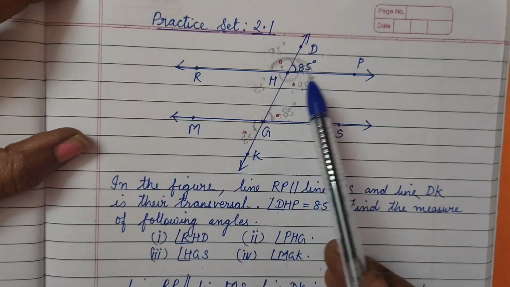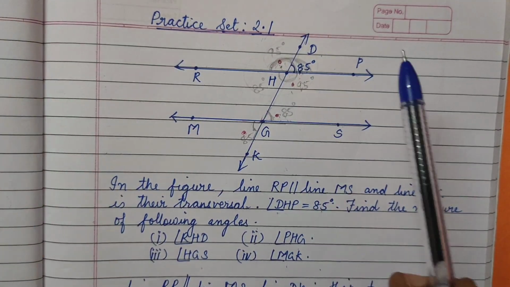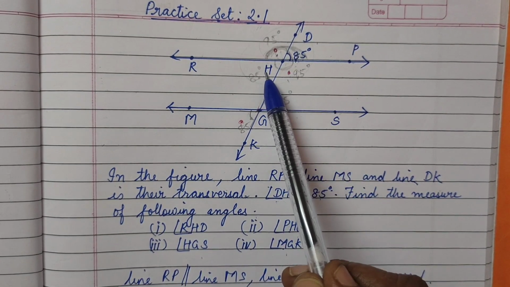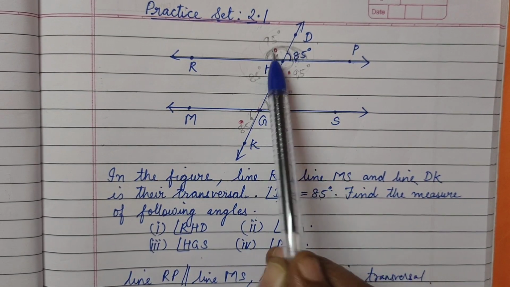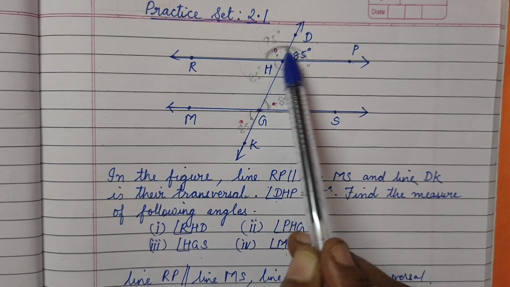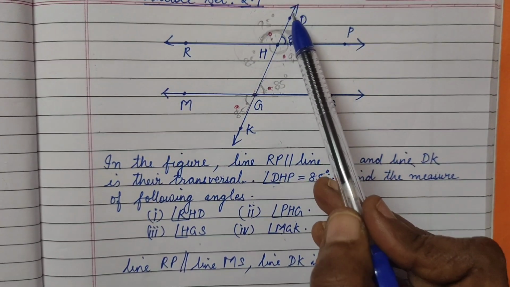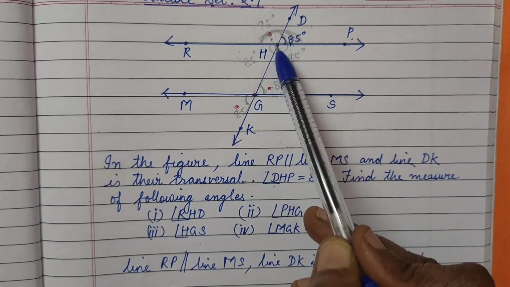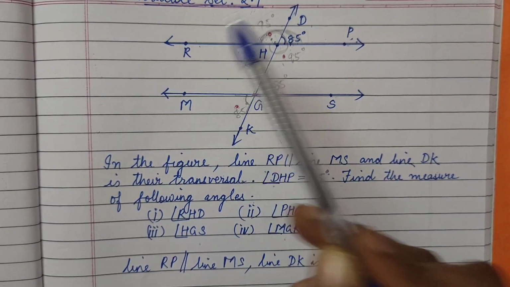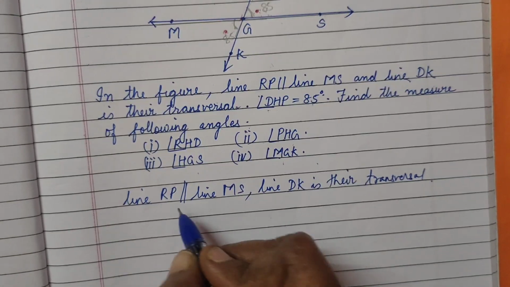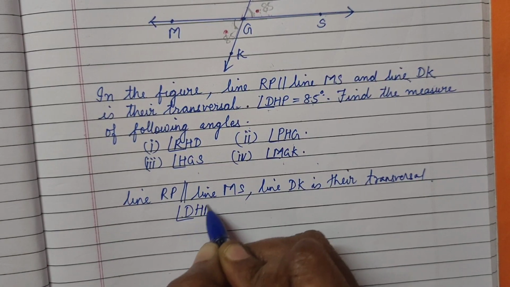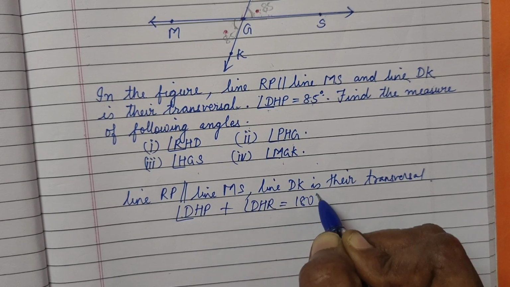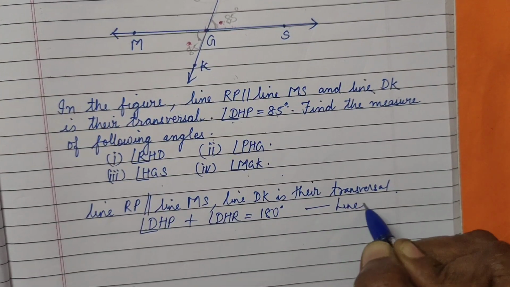So what did I say? This is 85 degrees, is it or not? So what we will do, we can first write the linear pair, because we don't need this, we need this part, right, this one. So this and this together form a what? Linear pair. So how will we write? DHP plus DHR. I repeat, DHP plus DHR equals 180 degrees. That is a linear pair.